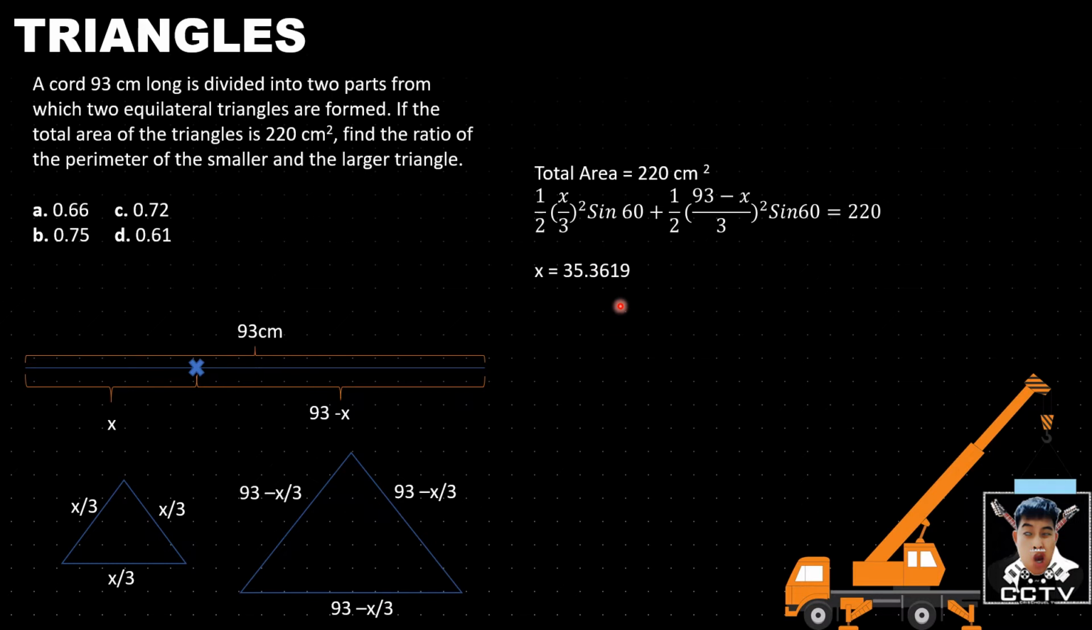At makukuha mo yung x dito, which is 35.3619. Makukuha mo yung isa, yung sinasabi kong mas mahaba. And of course, sabi dito, find the ratio of the perimeter of the smaller triangle and larger. Ang smaller triangle, ang perimeter niya is times 3 mo lang yung sides. And you'll get, at ito naman, times 3 mo lang din yung sides ng larger triangle natin. You can cancel those 2 3s. And you'll get the ratio of 0.6135.